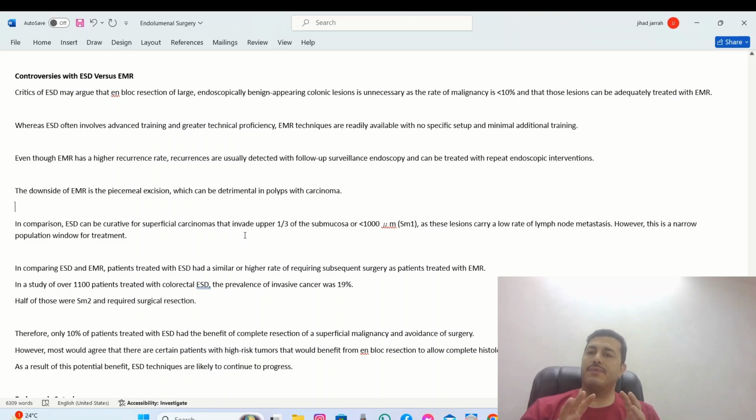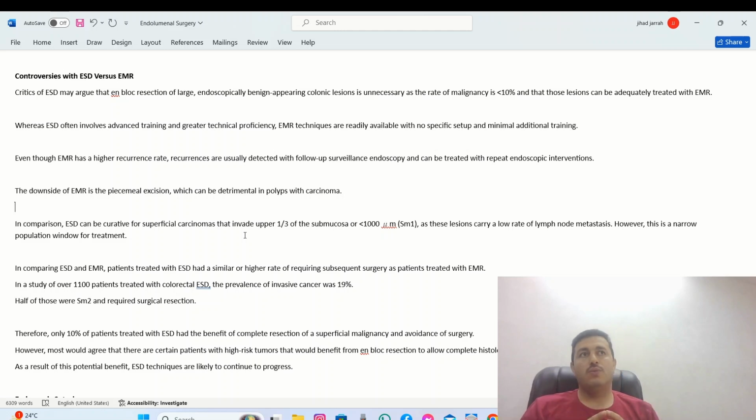Dear colleagues, procedures such as ESD and EMR are new procedures, so the indications and contraindications are developing, and there are controversies. There are points that are not clear: whether to proceed with one approach or the other, or send the patient to traditional open or laparoscopic surgery.